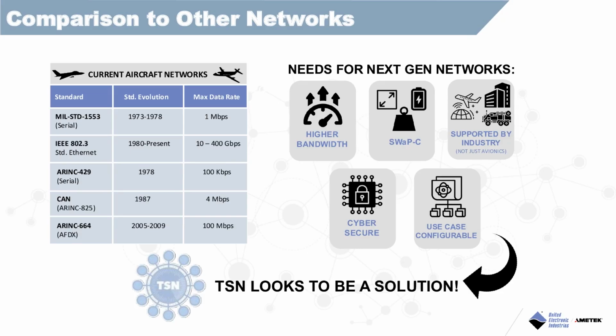Should we check this out and compare it with other networks? Everybody always asks the question, why TSN? Why not continue using the other legacy networks? Well, some are non-deterministic. And even the ones that are deterministic have a low bandwidth. Some are expensive and not necessarily supported by a wide range of industries. And since this is 2025 and not 1973 when 1553 was introduced, some are not very cyber secure.